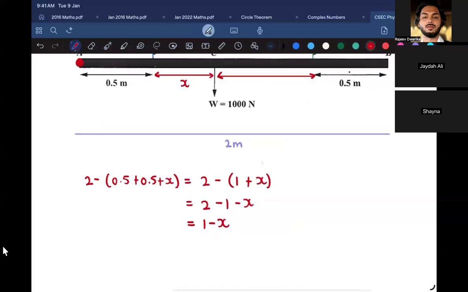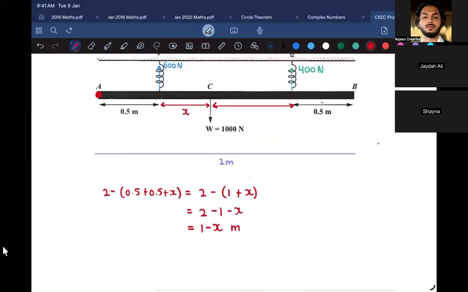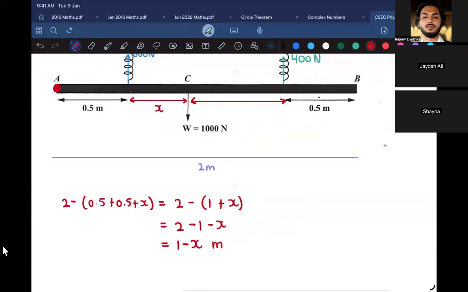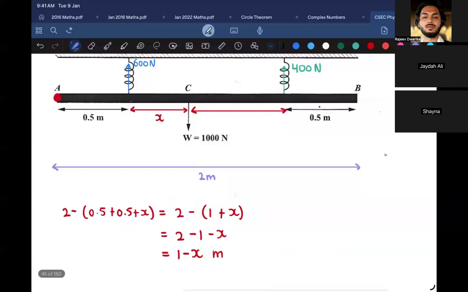Yes, sir. Cool. Now, Jada, I understand that might be a bit troublesome. Would you like to see an easier way to work it out? Sure. But did you understand that? Yes. Okay, let me show you an easier way to do it.